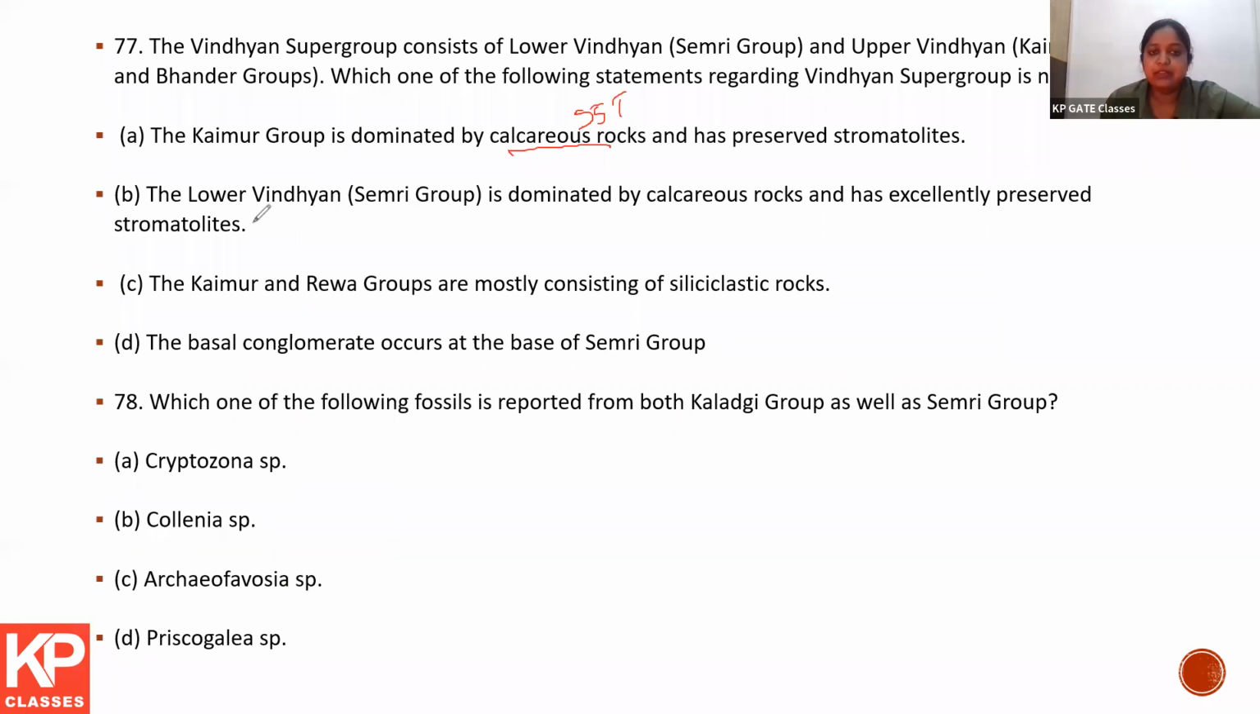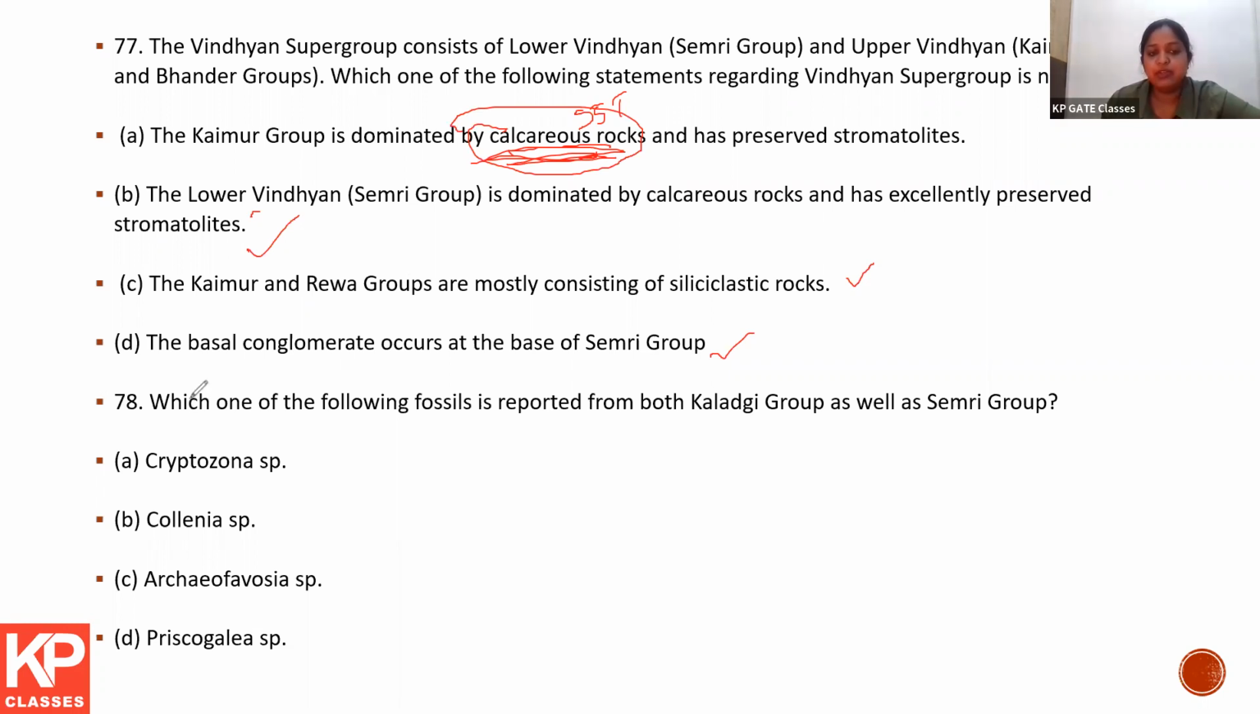Lower Vindhyan is dominated by calcareous rocks and has excellently preserved stromatolites. That's correct. Kaimur and Rewa mostly consist of siliciclastic rock. Yes. Basal conglomerate occurs at the base of the Semri group. Yes. So the one which is not correct is the first one, the Kaimur group. It is not dominated by calcareous rock. It mainly consists of siliciclastic sandstones.